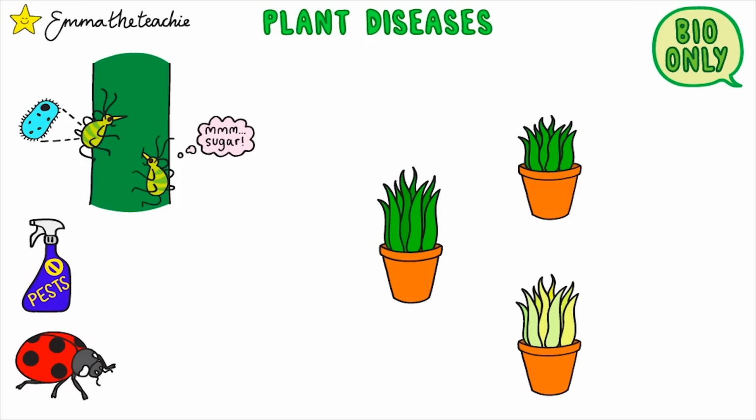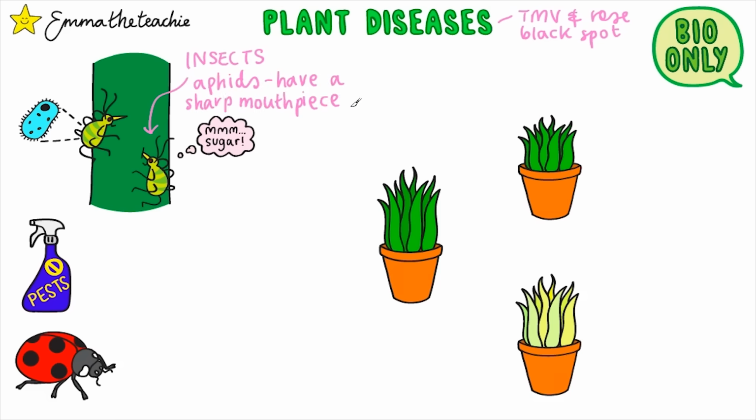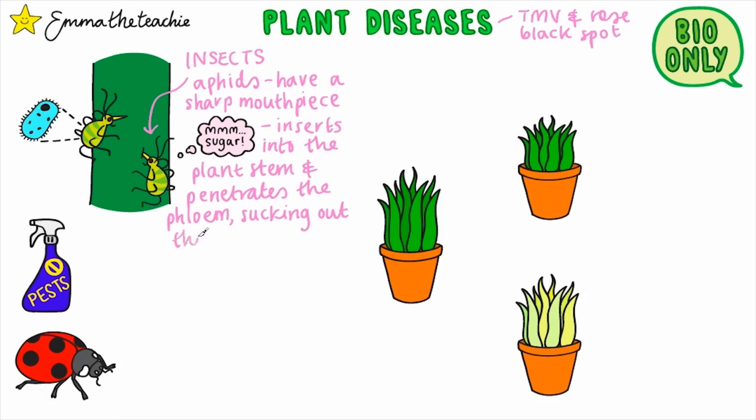10. Plant diseases. Earlier in the infection and response topic, you learned about plant diseases including TMV and rose black spot. Viral, bacterial, and fungal pathogens can infect plants, but there are other ways that plants can be damaged. The first is by insects, in particular aphids. Aphids are small green insects that have a sharp mouthpiece. They insert this into the plant stem and penetrate the phloem vessel, sucking the sap out of it. This deprives the plant of the sugar it made during photosynthesis, which damages the plant and reduces its growth.